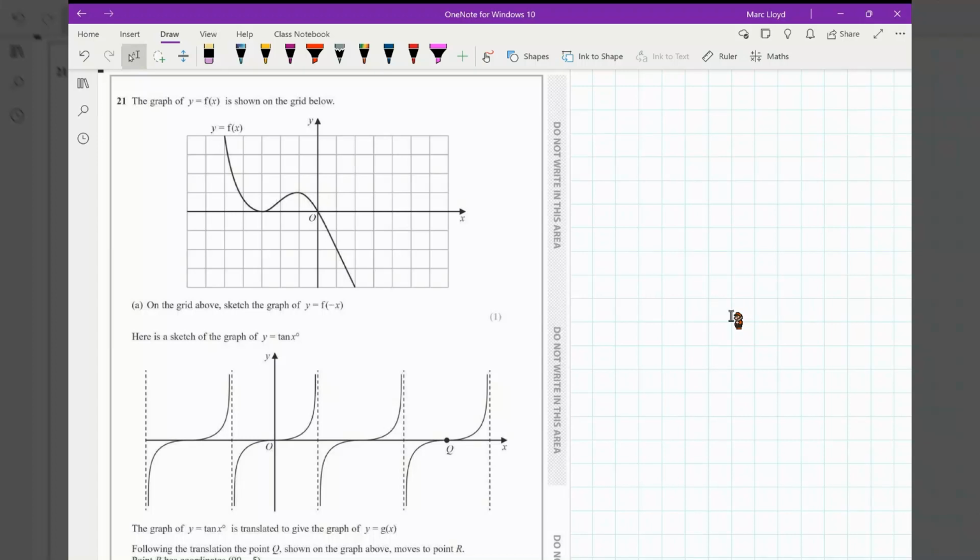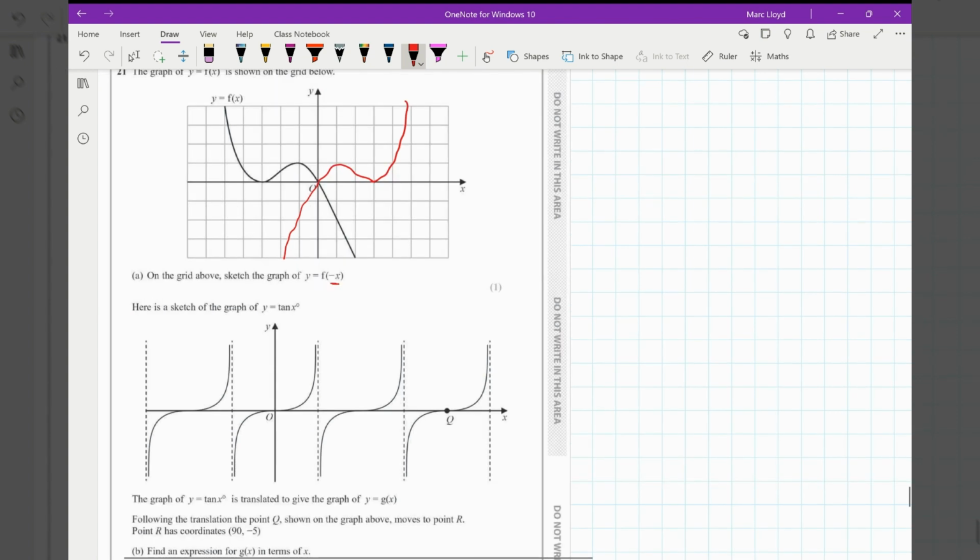Question 21. The graph of y equals f of x is shown on the grid below. On the grid, sketch the graph of y equals f of minus x. So we're going to have a reflection in the y-axis. That'll go like that. I've always thought that this bit in here affects the input, so it does something to what's going into that function.